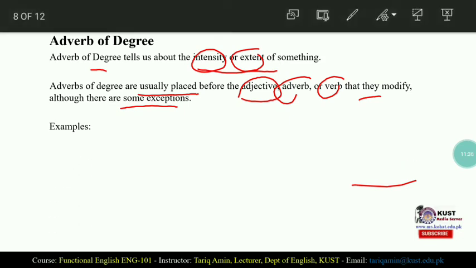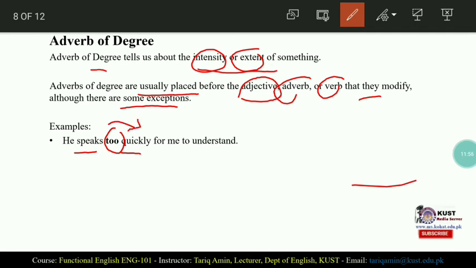For example, he speaks too quickly for me to understand. In this example, too is an adverb. He speaks quickly. He speaks too quickly. Too is modifying another adverb, quickly, and it is placed just before the adverb that it modifies.